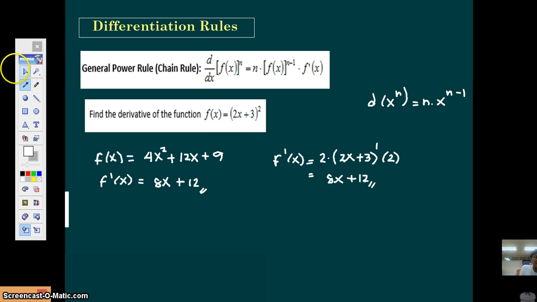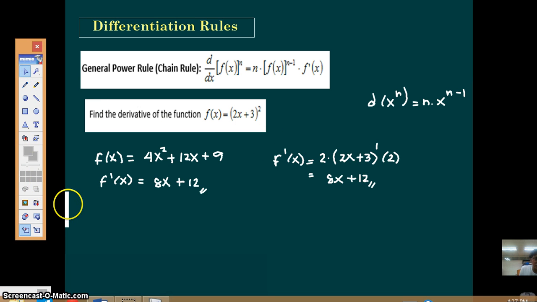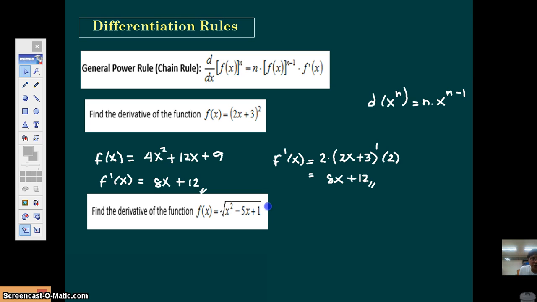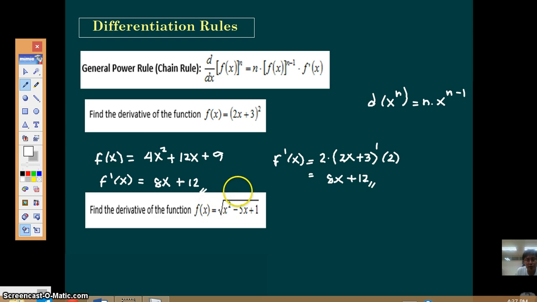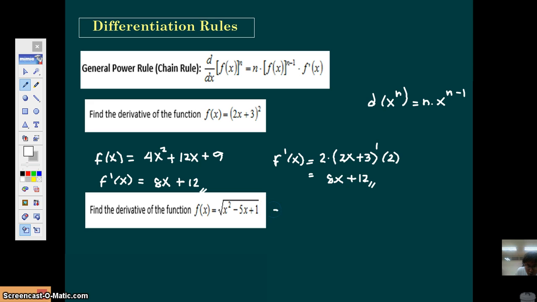Last example for the general power chain rule. Find the derivative of f of x is equal to the square root of x squared minus 5x plus 1. In this case, we have no choice but to directly use the general power rule. Now we know that the function can be written as the quantity x squared minus 5x plus 1 raised to 1/2. So the function is being raised to the power 1/2.